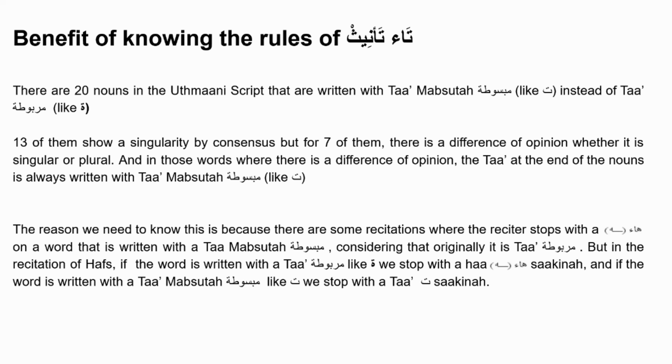And the benefit of knowing the rules of ta'at is because in some recitations, the reciter stops with the ha sakina on a word that is written with ta mabsuta, the flat ta, considering that originally the word ends with ta marbuta, the round ta. But in the recitation of Hafs, we follow the writing of the Quran. If the word is written with ta marbuta, the round ta, we stop with ha sakina. And if the word is written with ta mabsuta, the flat ta, we stop with ta sakina.